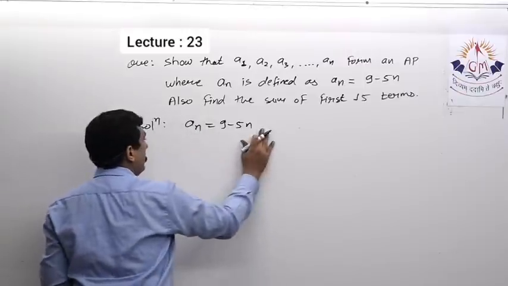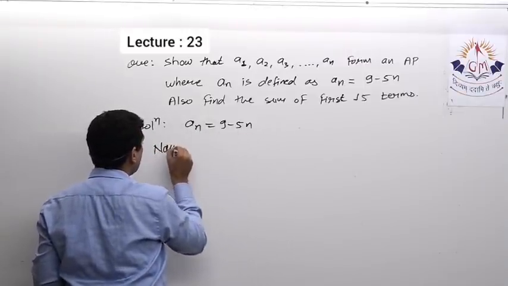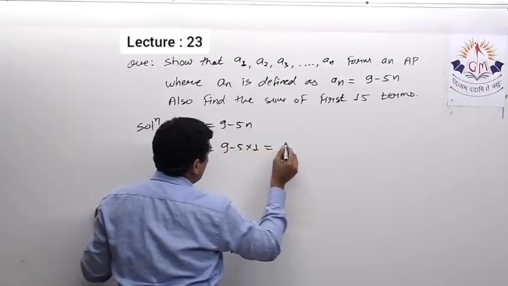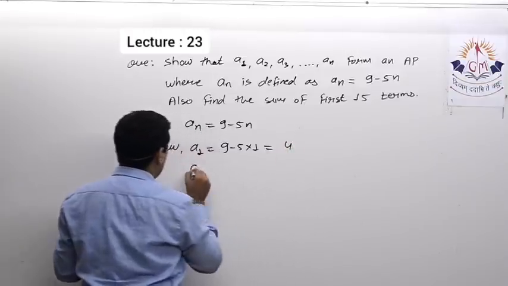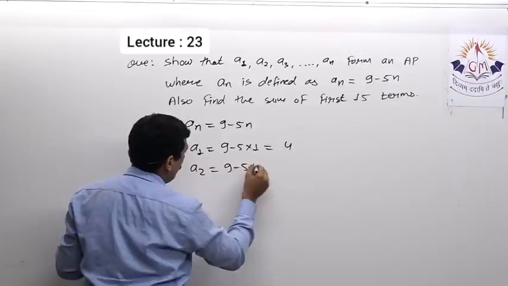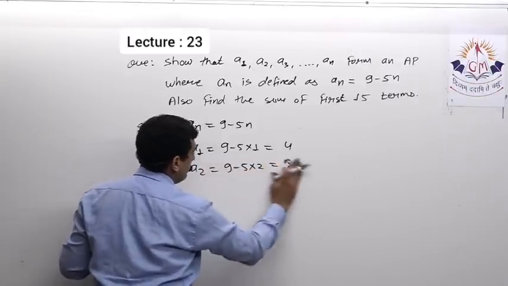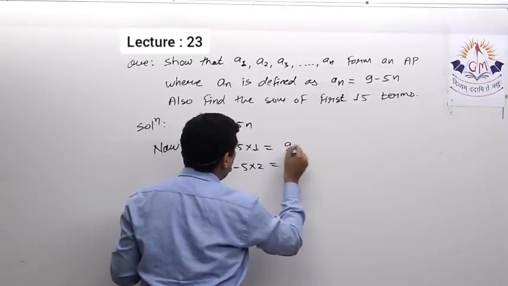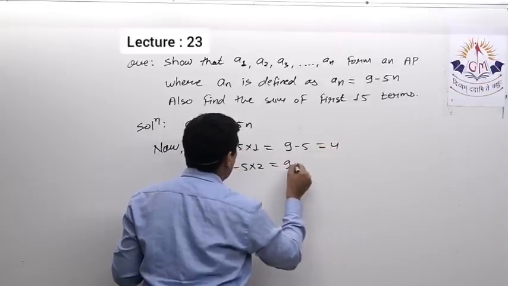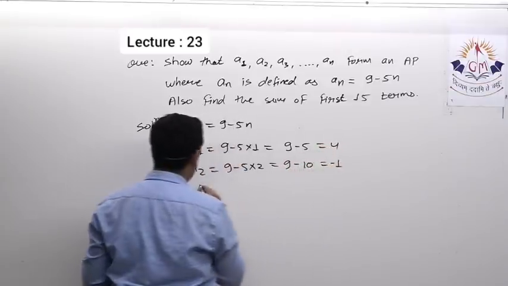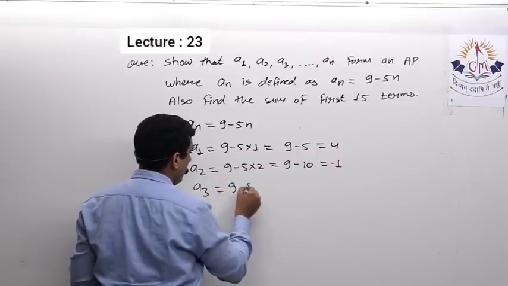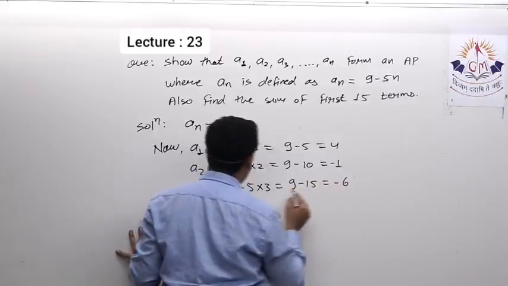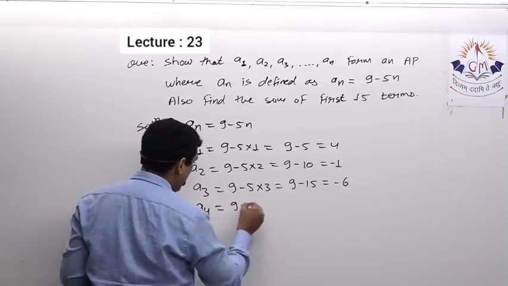So an is equal to this. Now a1 is equal to 9 minus 5 into 1, that is 4. A2 is equal to 9 minus 5 into 2, that is 9 minus 10, that is minus 1. A3 is equal to 9 minus 5 into 3, that is 9 minus 15, that is minus 6. A4 is equal to 9 minus 5 into 4.